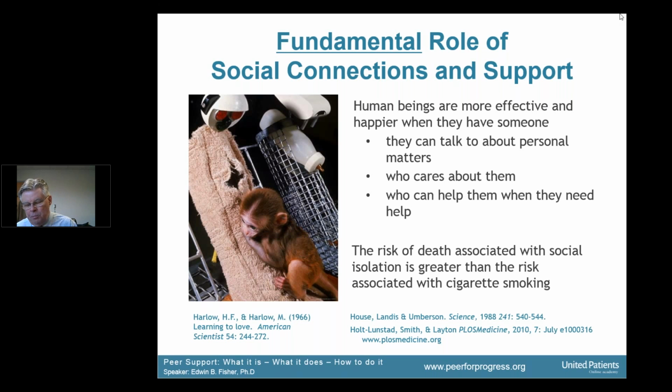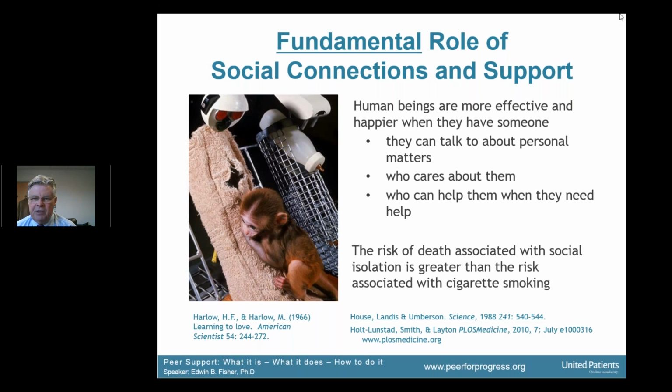And Harlow did this in a whole bunch of other studies. One that I'm fond of, he arranged a room where monkeys could open a window and look into another room and see other monkeys. But to do that, they had to do work in the first room. And he showed that monkeys would perform effortful tasks just to be able to open a window and see into another room with other monkeys. And so from this, Harlow made the inference that being with others like ourselves is really of fundamental value to primates, human beings. And since then, there have been thousands of studies that show that human beings are more effective and happier when they have someone they can talk to about personal matters, who cares about them, and who can help them when they need help.